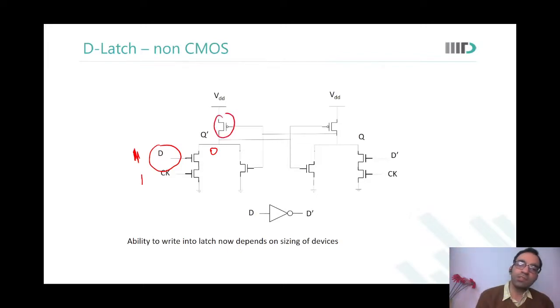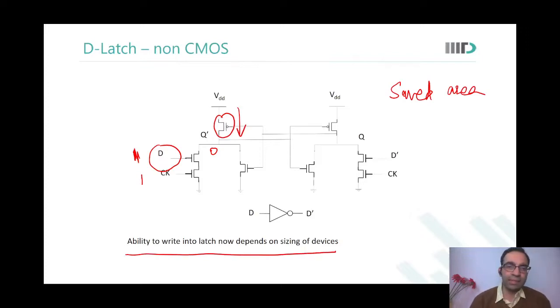Because there is this PMOS which is connecting VDD here. So now, even though I saved area, my ability to write into the latch has degraded, and it has become ratioed sizing. So I have to take care of sizing of this PMOS and the strength of these devices to say whether I am able to write 0 in the memory cell or not. Are you with me?